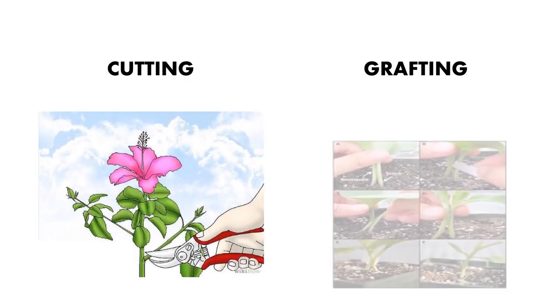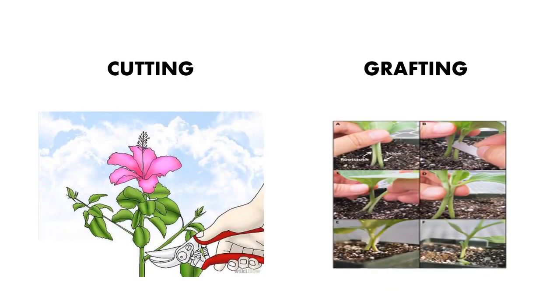Cutting is an artificial method of asexual reproduction in which a part of the parent plant, such as a root, stem or leaf, is cut and a new plant is grown from it. It is kept in an artificial medium. Here you are seeing an example of hibiscus stem cutting. The stem is cut, and if it is kept in a suitable medium, roots will grow and then it will give rise to a new plant. This is one method. Next we are seeing grafting.